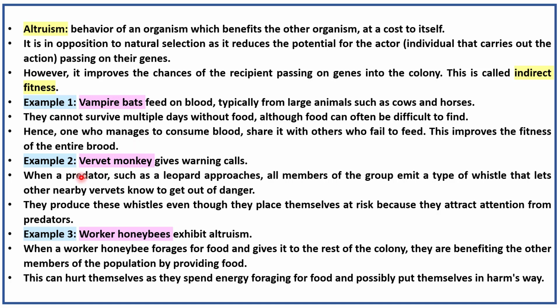Example 2. Vervet monkeys give warning calls. When a predator such as a leopard approaches, all members of the group emit a type of whistle that lets other nearby vervets know to get out of the danger. They produce these whistles even though they place themselves at risk because they attract attention from predators. So vervet monkeys also show altruism.